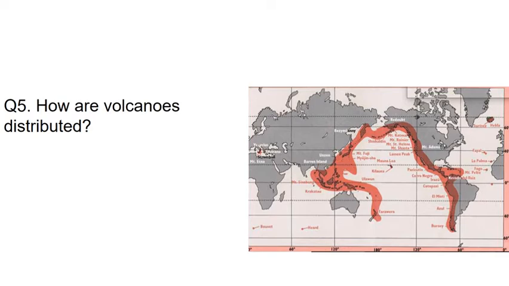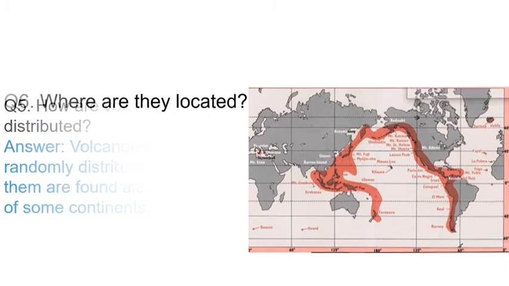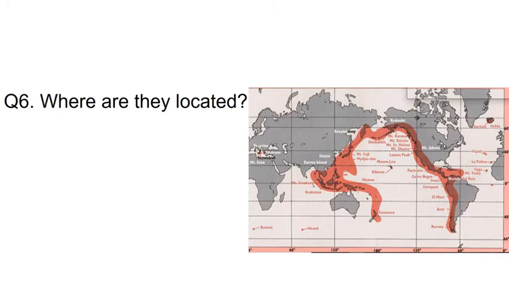And the answer is, volcanoes are not randomly distributed. Majority of them are found along the edges of some continents. Question number 6. Where are they located?